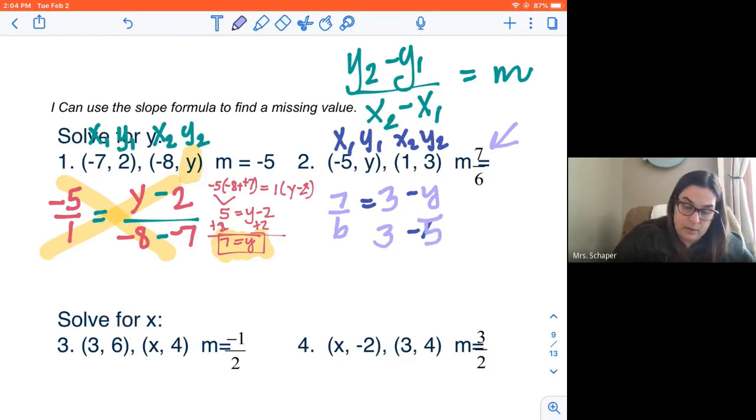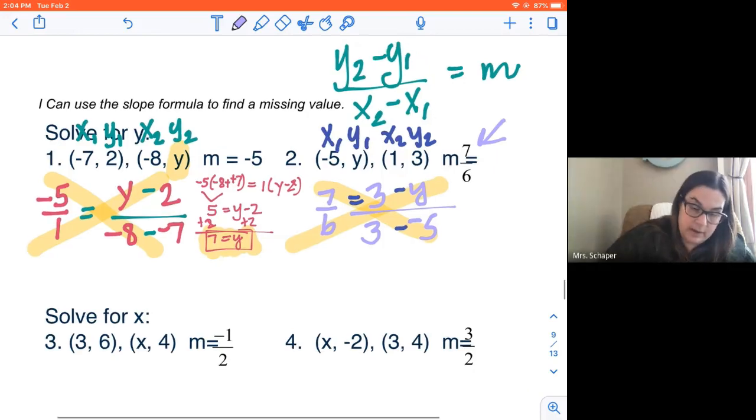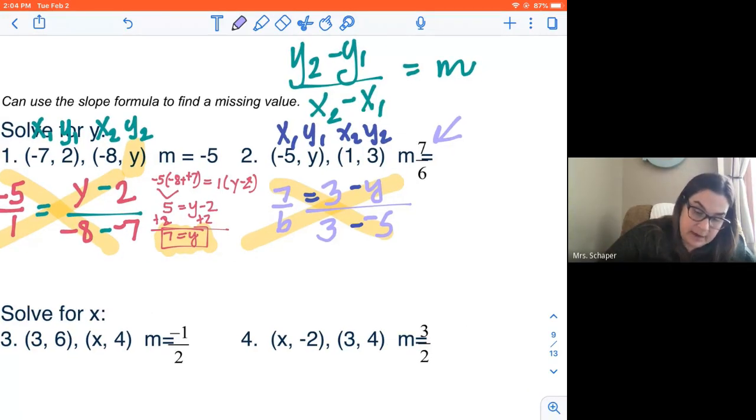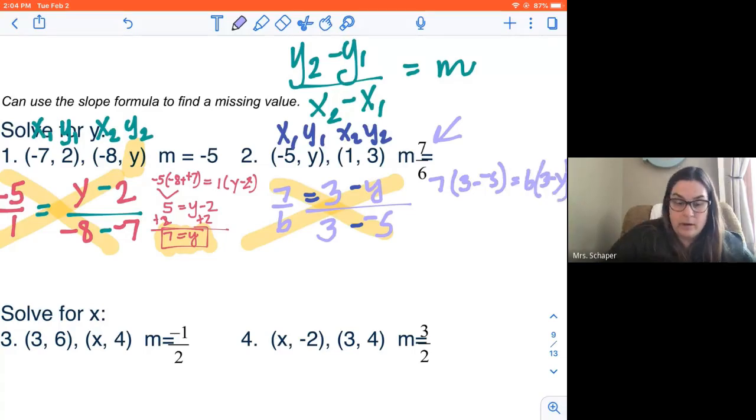Okay. Let me clean that up. It looks a little messy. Negative 5. So now I'm going to go ahead and do cross products. I'm going to multiply diagonally. When I set up my equation, it's going to be 7 times the quantity 3 minus negative 5 is equal to 6 times the quantity 3 minus y. 3 minus negative 5, you're going to add up, which is 8. 7 times 8 is 56.